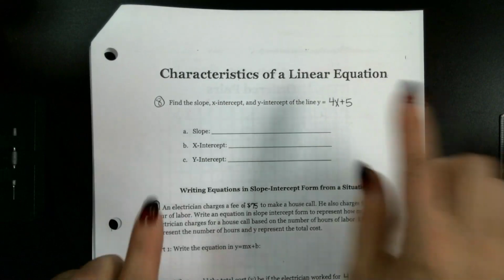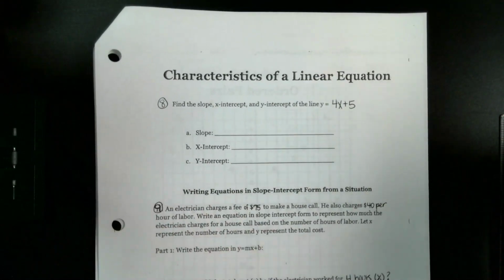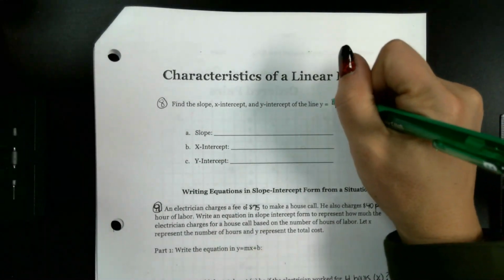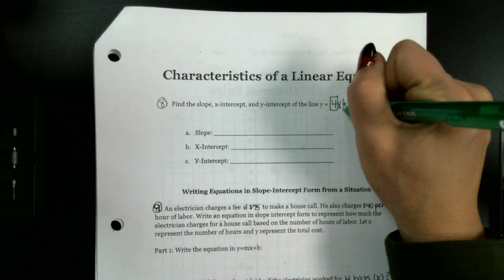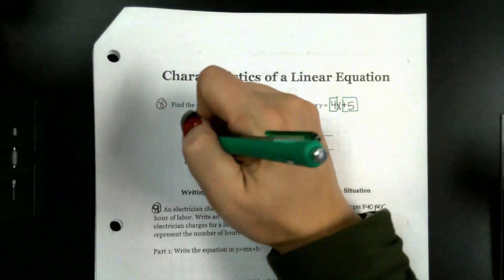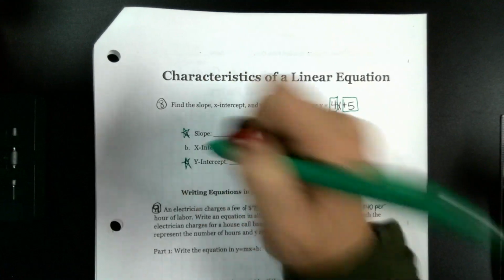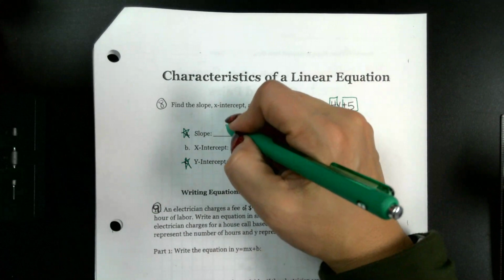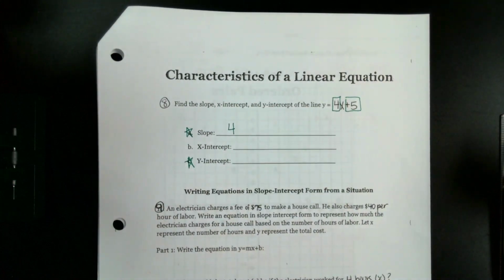Okay, so we have this equation, y equals 4x plus 5. When you have slope-intercept form, you are given 2 pieces of information. The slope and the y-intercept. So which one's my slope? Just a 4, right? You can write it as 4/1 if you'd like to.